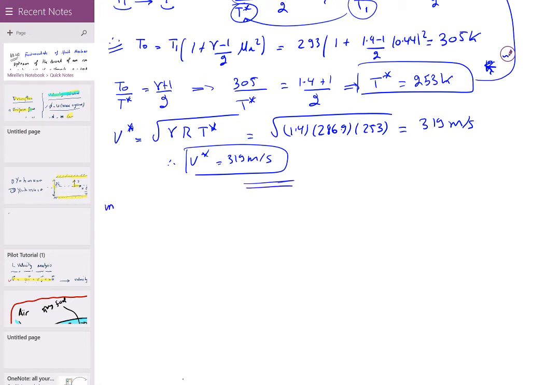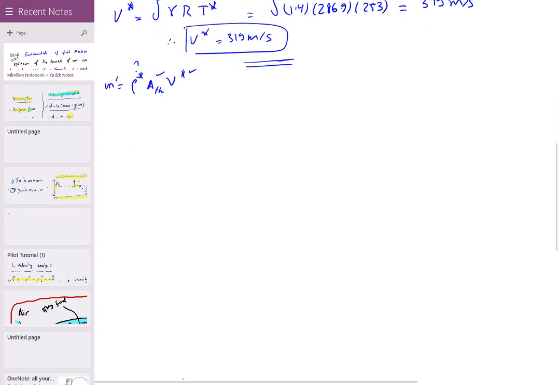So again, my goal is mass flow rate and V naught. So I have this, and I need to find density. For me to find density, there's two ways. You can choose either to get to the same answer.